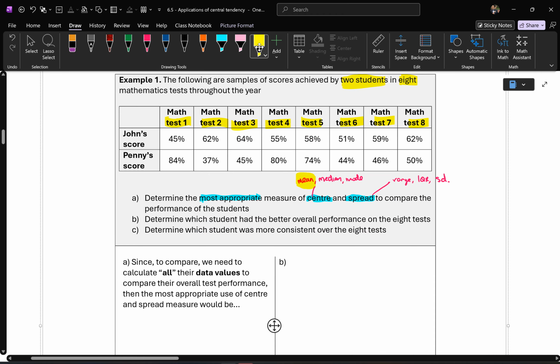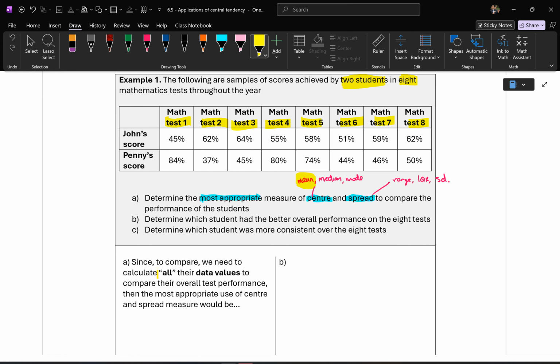So here I wrote a little blurb for you to remember. Since to compare, we need to calculate all, and I bolded it for you, all the data values, the most appropriate, can you fill it in for A, is mean for center. So if you want to know where the population sits, you're going to do the mean because you're calculating all the data values. Had you not been calculating all data values, then you don't have to do the mean.